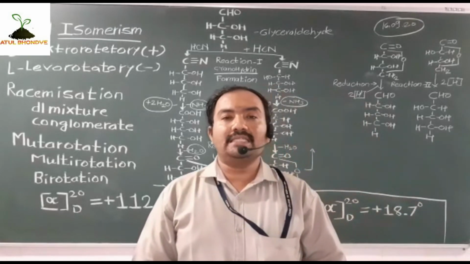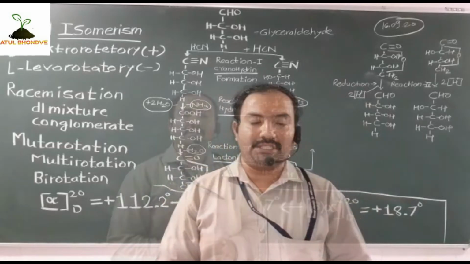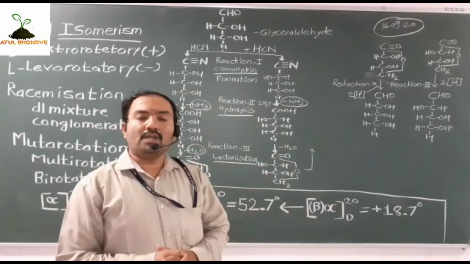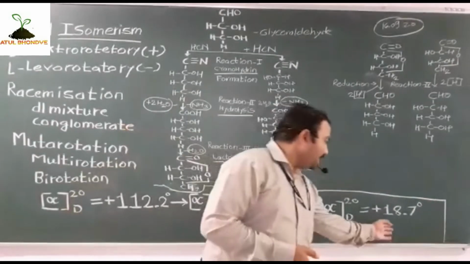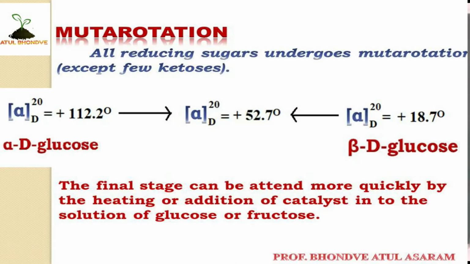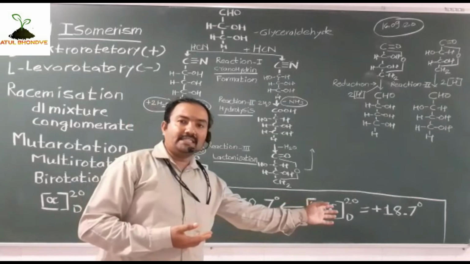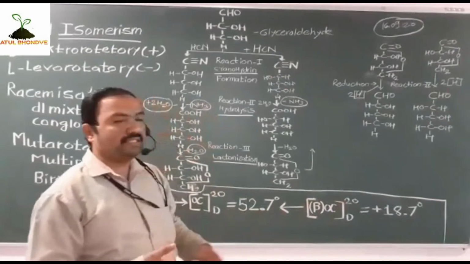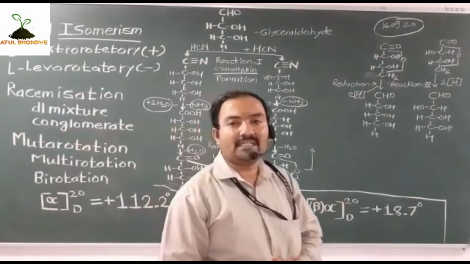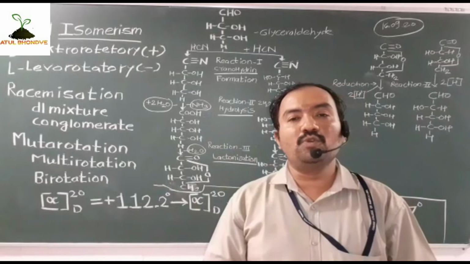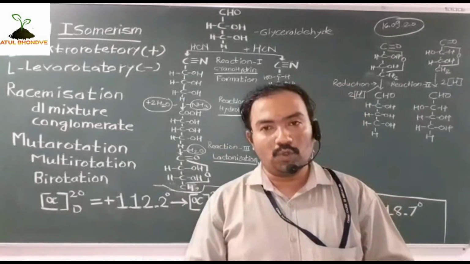This phenomenon is called mutarotation, birotation, or multirotation. In the case of beta-D-glucose, the initial specific optical rotatory power is about 18.7 degrees, and when the solution is kept for some time it gradually increases from 18.7 degrees to 52.7 degrees, and remains constant at 52.7 degrees. This is called the mutarotation of alpha-D-glucose or beta-D-glucose.